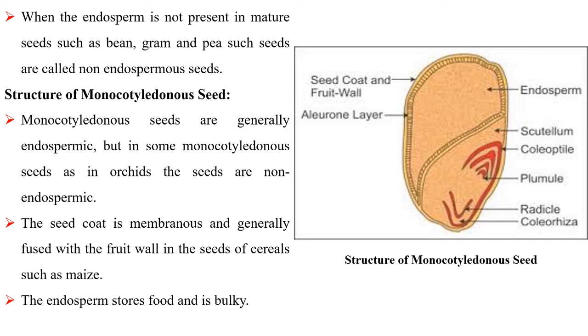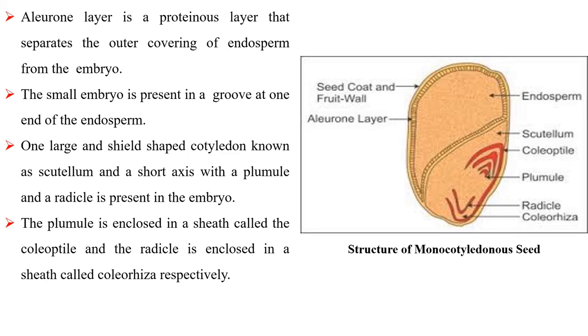Monocotyledonous seeds are generally endospermic, but in some monocotyledonous seeds, as in orchids, the seeds are non-endospermic. The seed coat is membranous and generally fused with the fruit wall in the seeds of cereals such as maize. The endosperm stores food and is bulky. Aleurone layer is a proteinaceous layer that separates the outer covering of endosperm from the embryo. The small embryo is present in a groove at one end of the endosperm.